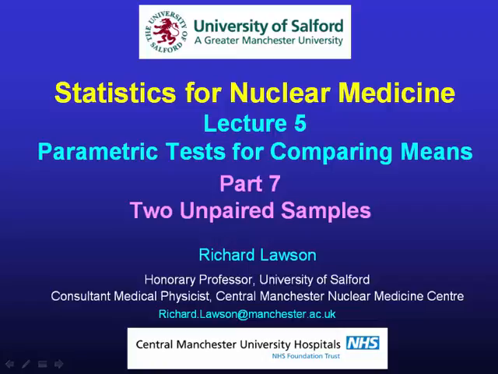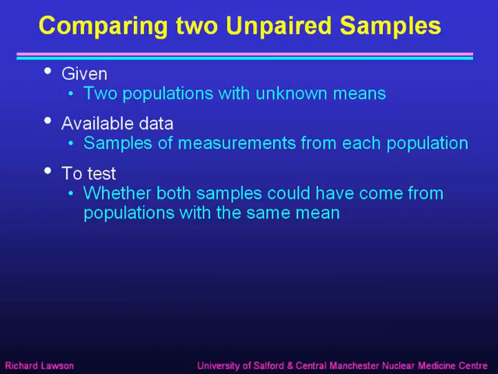This is part 7 of my lecture on parametric tests for comparing means. In the last part we looked at 2 paired samples, now we're going to look at 2 unpaired samples.